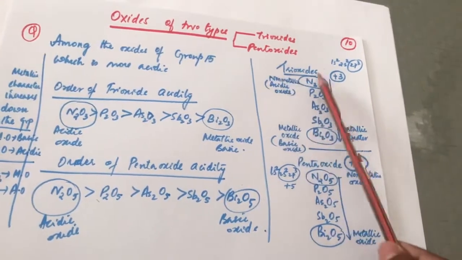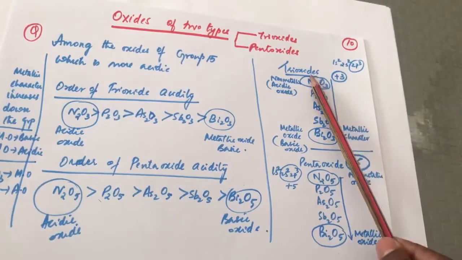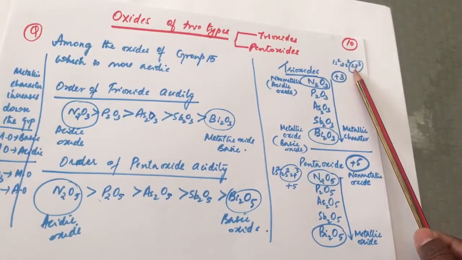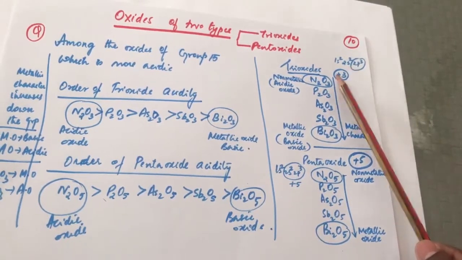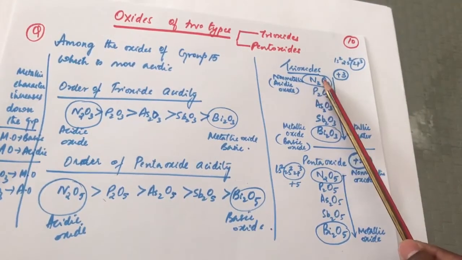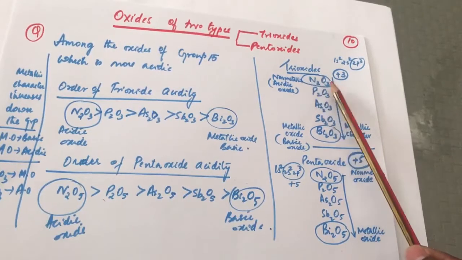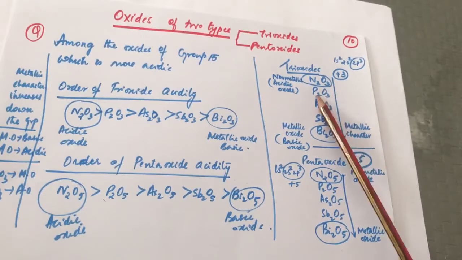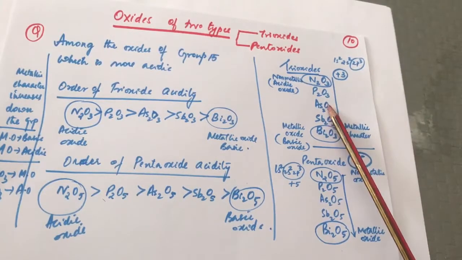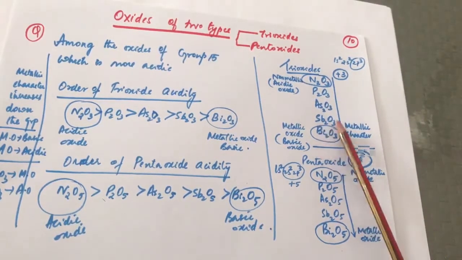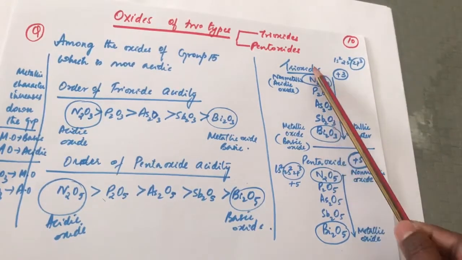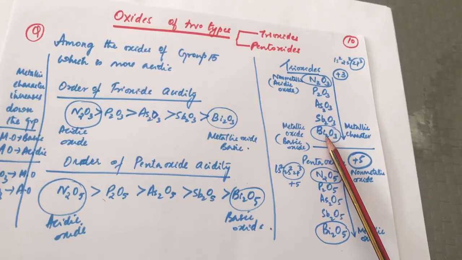Like trioxides and pentoxides. See, the trioxides have a +3 oxidation state because it can give away these 3 electrons and form a bond. So it is N and O we write, and then we put nitrogen 3, oxygen 2, phosphorus 3, oxygen 2, arsenic 3, oxygen 2, antimony 3, oxygen 2, bismuth 3, oxygen 2. So these are all trioxides. What are they? Trioxides.